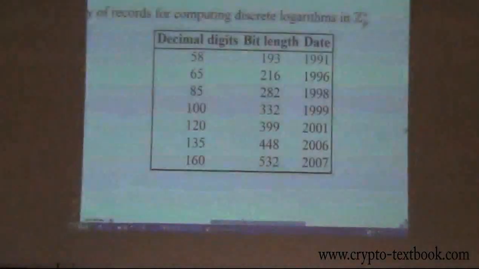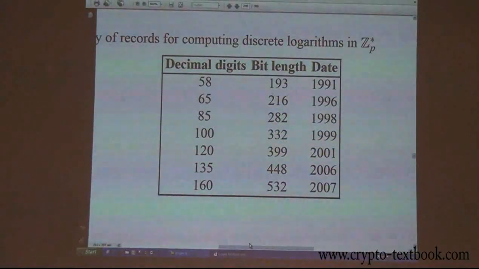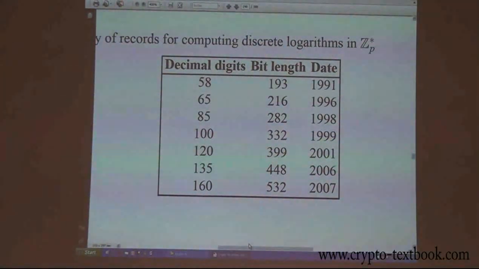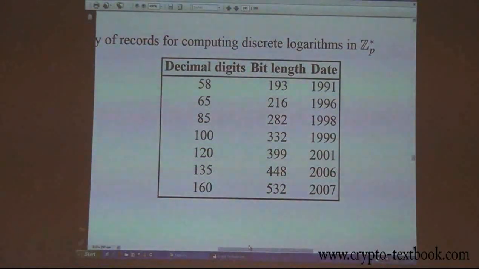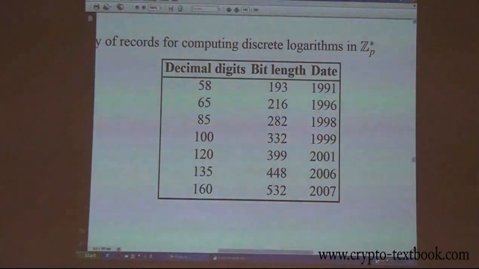People have been trying to break the discrete logarithm problem. This is a pretty small table, I'll blow that up for you. Is it readable? Okay. Do you see the middle one, the bit length? These are the world records in computing discrete logarithms modulo p. The last thing that was broken was in the year 2007, when people broke the discrete logarithm problem with 532 bits.